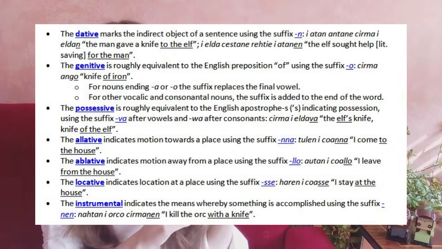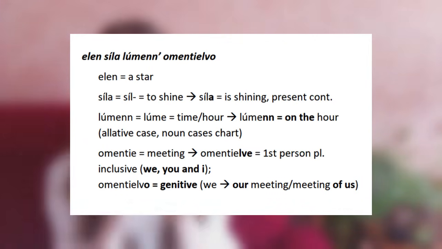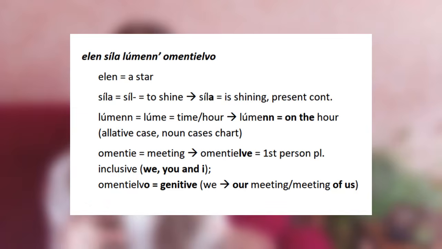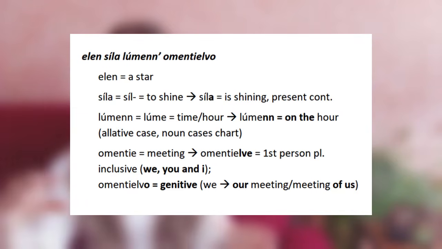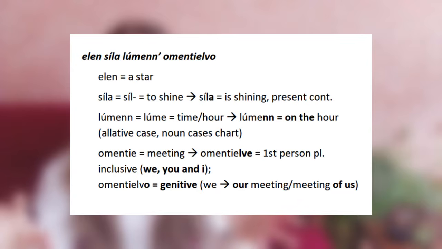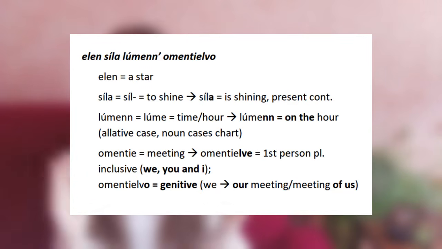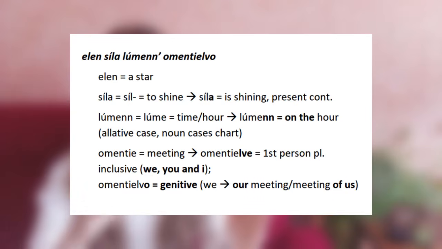Remember the chart? Yeah. Lastly, we have omentie, which is another noun that means meeting. And when we turn it into omentielve, we get the right person. So we, you and I, right? We need to make it into on our meeting, is shining on our meeting. And we need to make it into omentielvo to get the right case, the genitive case, of the meeting of you and I, of us.